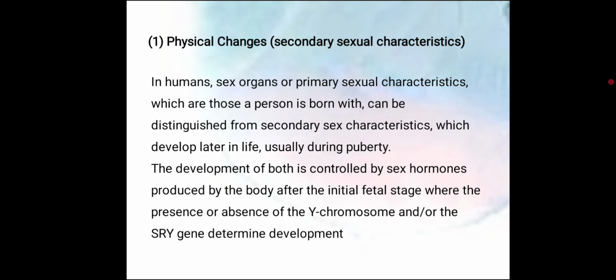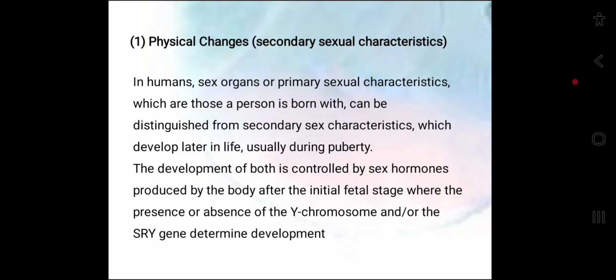First, we'll talk about physical change, also called secondary sexual characters. In humans, there are primary sexual characters and secondary sexual characteristics. Primary sexual characteristics are, for example, the internal and external reproductive structures present at birth, while secondary sexual characteristics develop later in life during puberty. The development of both primary and secondary sexual characteristics is controlled by sex chromosomes at fertilization.